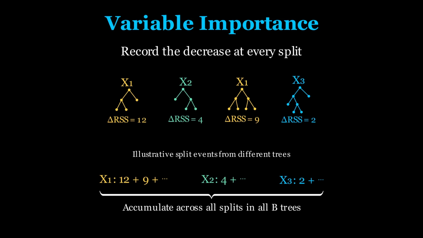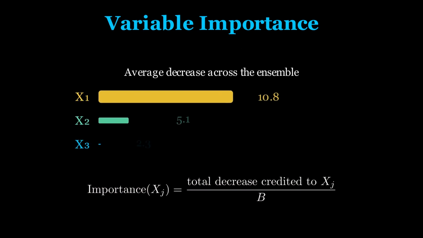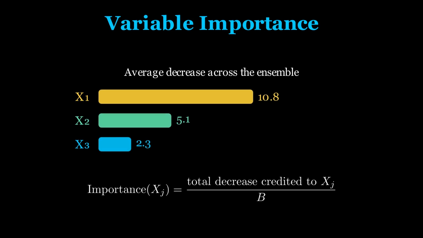Here, the colors track which predictor receives credit for each decrease. We then add the decreases credited to each predictor across all splits in all B trees. Finally, divide these totals by B to create an overall variable importance summary. A large average decrease indicates an important predictor because that predictor consistently reduces model error throughout the ensemble.